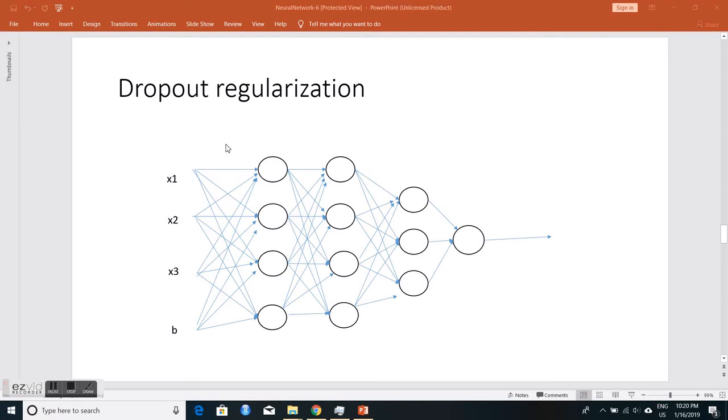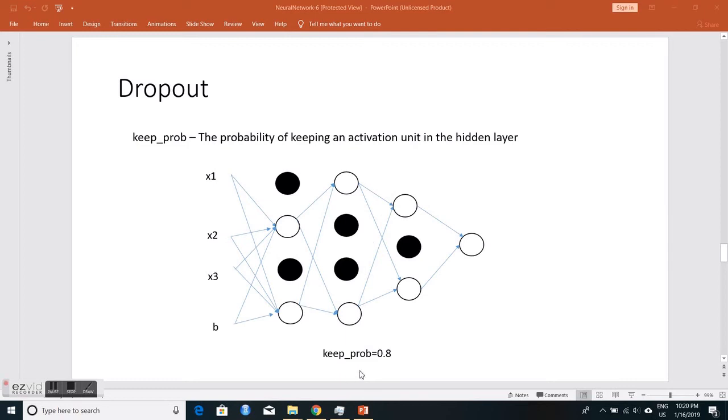The next regularization technique I would like to discuss is dropout regularization. It was used with great success by Alex Krizhevsky and Professor Geoffrey Hinton in image recognition. The way it works is, let us assume I have a deep network with multiple hidden layers. What dropout does is, you choose a value known as keep_prob, and this can be any value you choose. Basically, it denotes the probability of keeping an activation unit in the hidden layers.